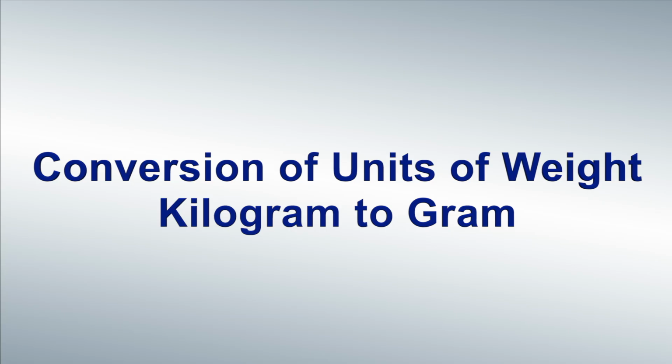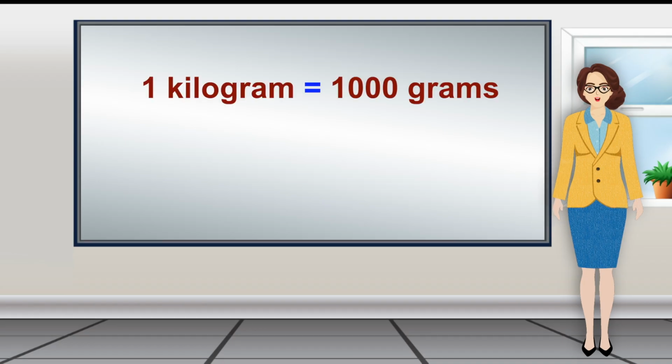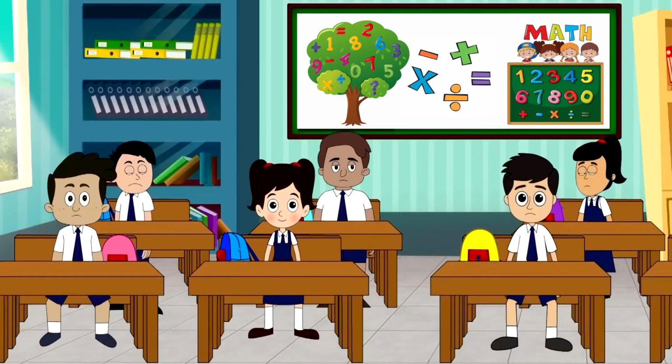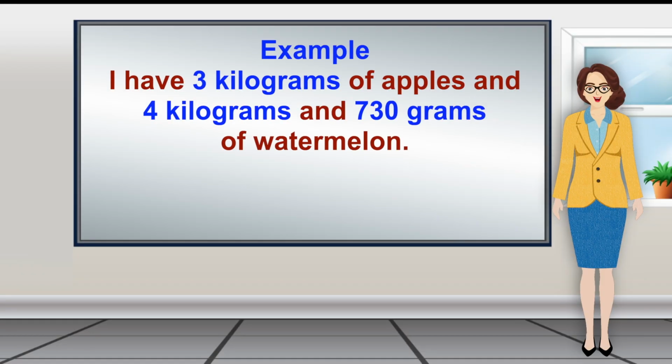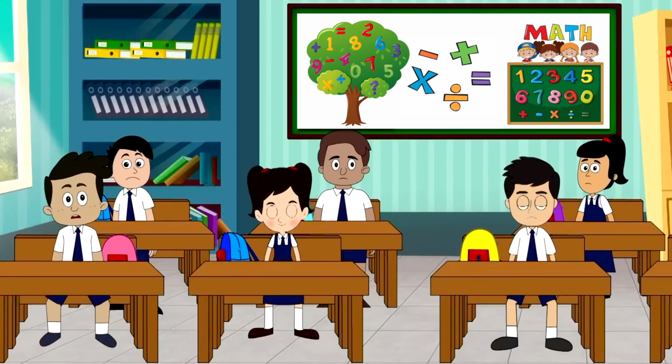Conversion of units of weight, kilogram to gram. Students, do you know 1 kilogram is equal to 1000 grams and 1 gram is equal to 1 by 1000 kilograms? Let us learn it from an example. Example: I have 3 kilograms of apples and 4 kilograms and 730 grams of watermelon. Let's convert them into grams.